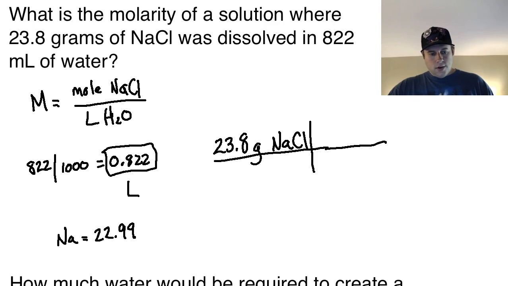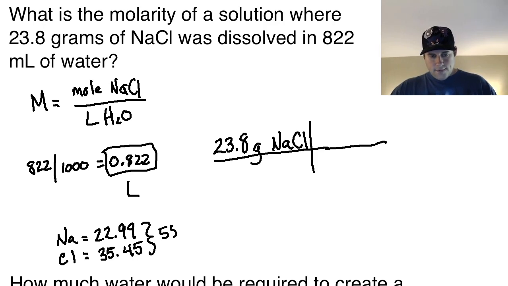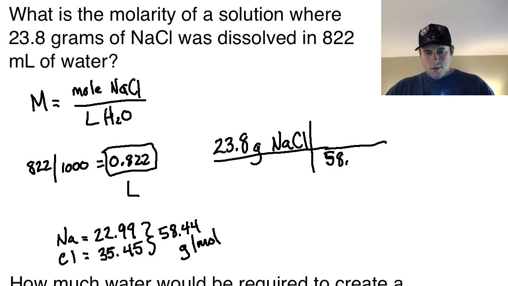And then I'm going to also need the chlorine, because it's NaCl, and the chlorine is 35.45. Okay, so I sum these up together and I find 58.44, and that's grams per mole. So that's the molar mass of sodium chloride. All right, so 58.44. Now remember, some students get confused as to where to place this.